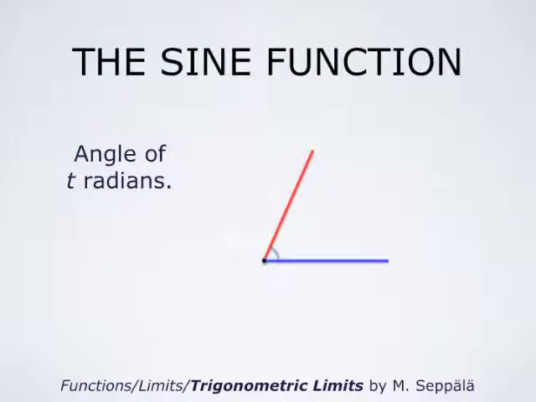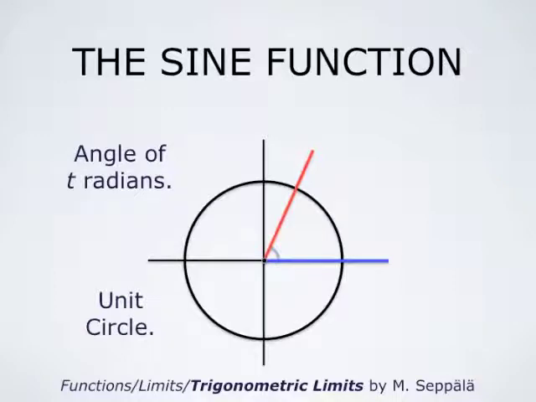Next, I remind you how the sine and the cosine functions are defined. I start by considering an angle of size t. So here we have a positive angle shown in this picture, and I place this angle in the xy plane so that the vertex of the angle is at the origin and the starting side is the positive real axis. Then the ending side is the half line emanating from the origin. It is the red half line.